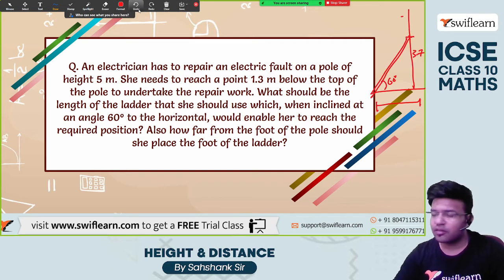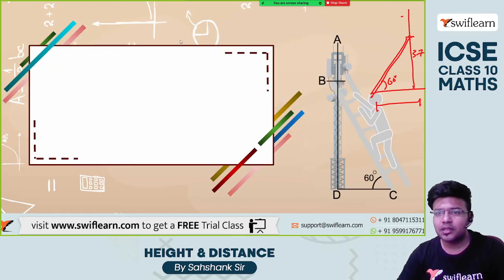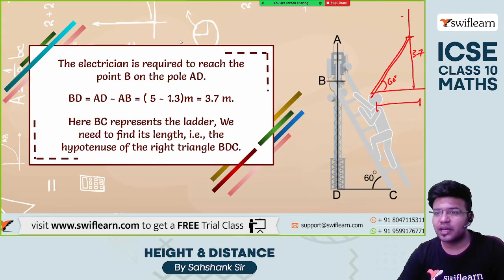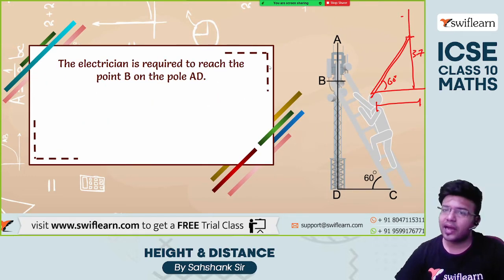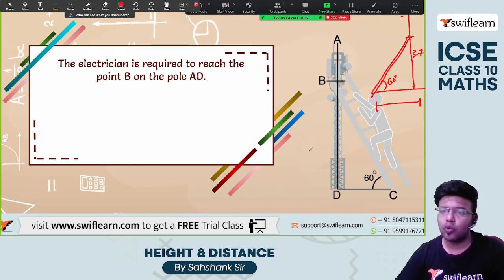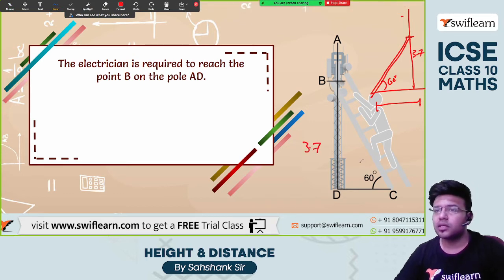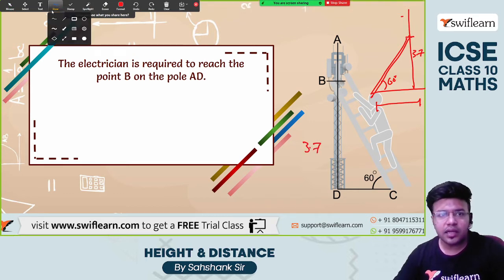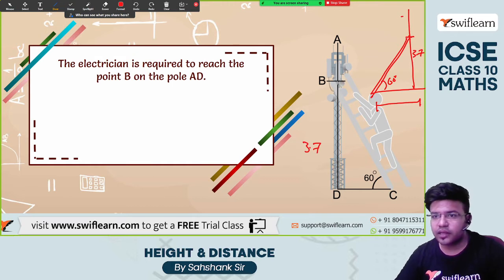So let's see whether they have given the diagram. Yes, they have given the same diagram. See this one. Now let us solve this. So the height BD is 3.7 meters. So the length of the ladder, we need to find this.